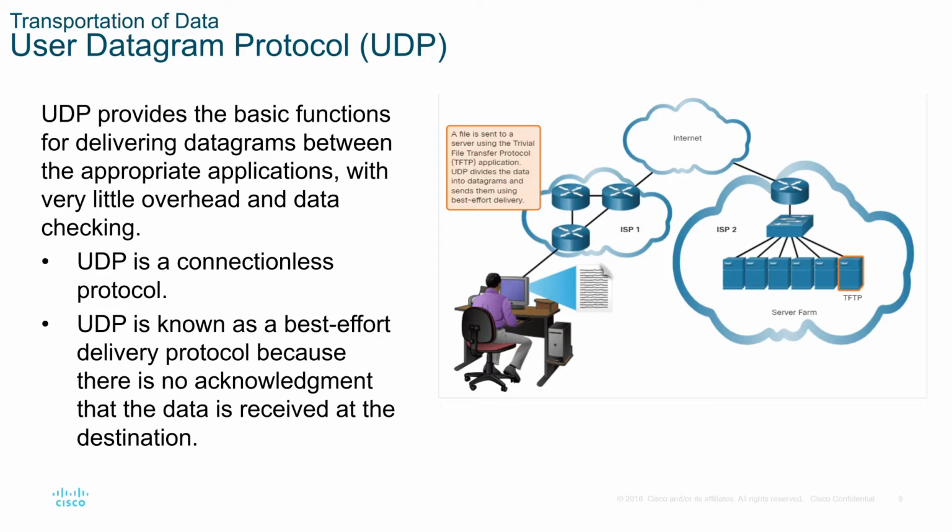UDP provides the basic functions for delivering datagrams between the appropriate applications with very little overhead or data checking. Whereas TCP is a connection-oriented protocol, UDP is connectionless. UDP is known as a best effort delivery protocol because there is no acknowledgement that the data is received at the destination. UDP is normally used for voice over IP because of the lack of overhead, making it much faster, which is necessary in either video or voice transmission.